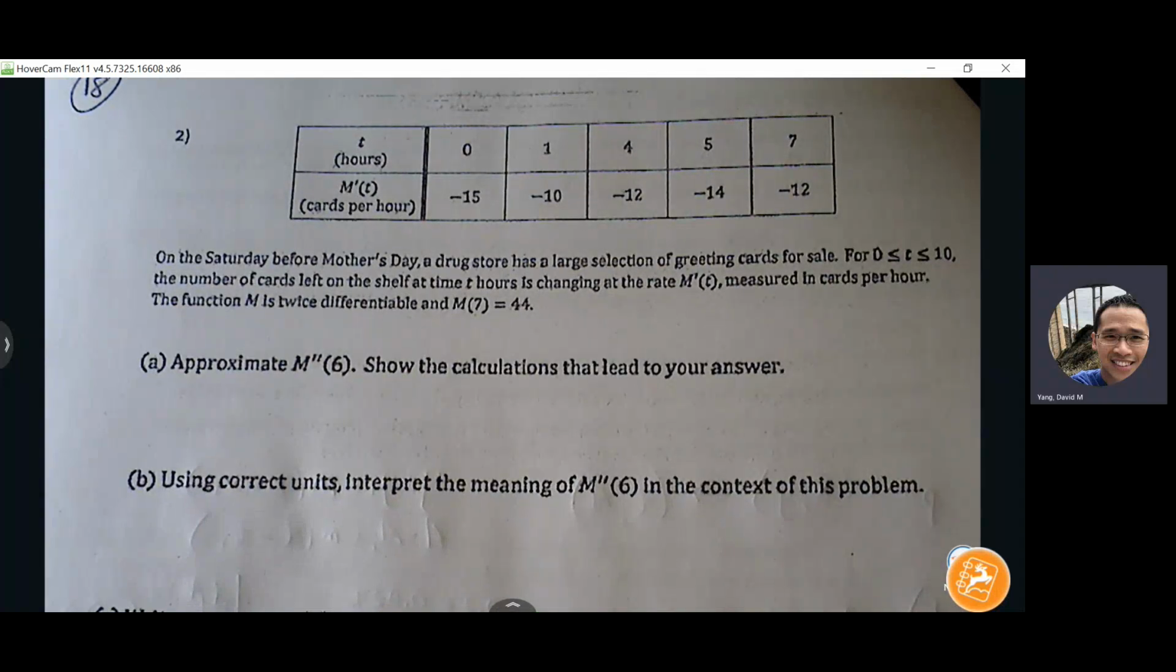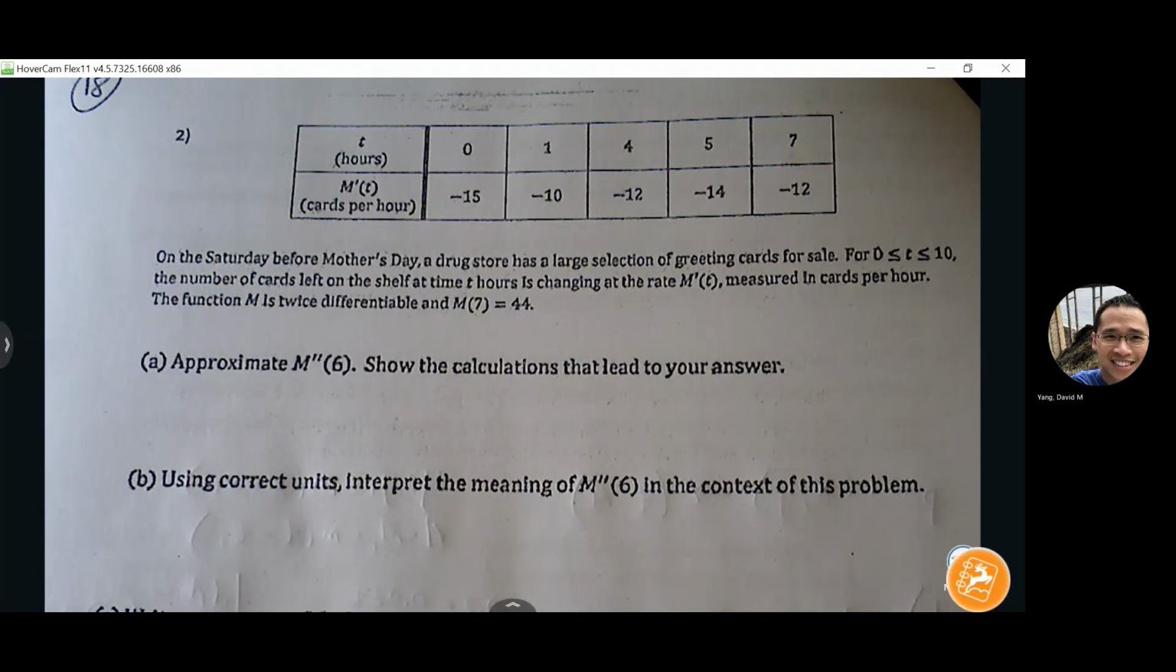Okay, page 18. Go ahead and read the problem and see if you can make sense of at least the first few parts.